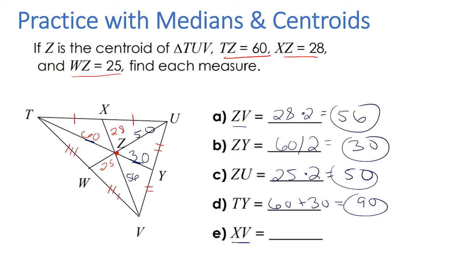And the last one here, we want to find XV. Where is XV? Okay, so it's the length down right here. We found the length of VZ, which is 56, and we were given that XZ is 28. So we could simply add those two, and we get 84. So we found the length of some of the medians and a portion of some of these medians in this triangle.